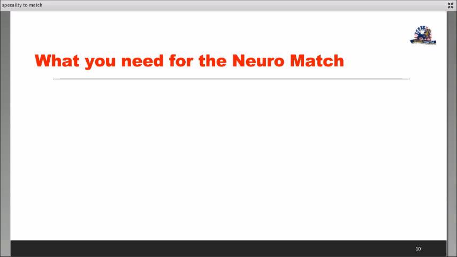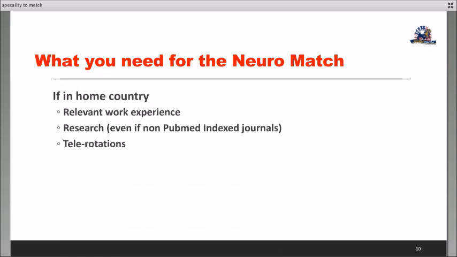But there are things that you can do for an improved profile in neurology. What can you do? Relevant work experience. Many of our students in their home countries tend to have relevant neuro-specific work experience. Research, like I mentioned, neuro is a research heavy specialty, and it definitely will help. If you are in your home country, tele-rotations are worth exploring.